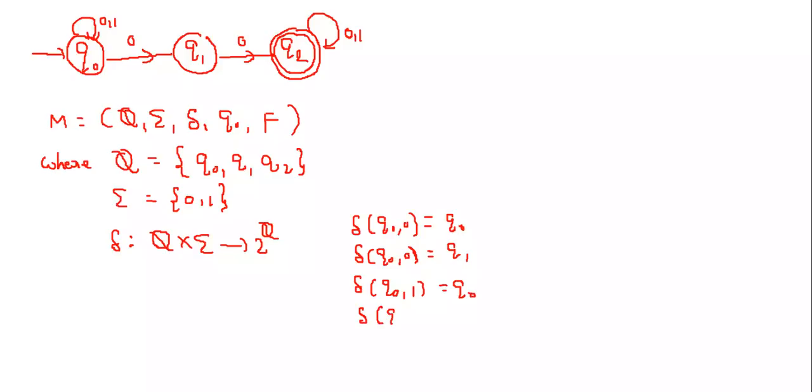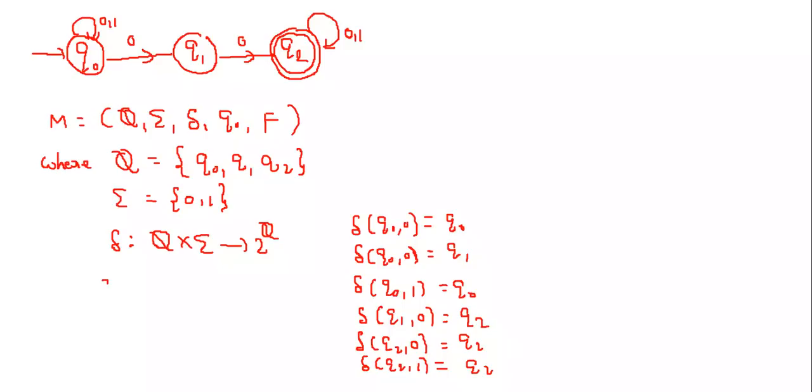Again, when it comes to Q1 on 0, you are going to Q2. 1 on Q1 is not defined. Again, Q2 on 0, you are going to Q2 only. Again, delta of Q2 on 1, you are going to Q2 only. So these are the possible transitions made in the given NFA.